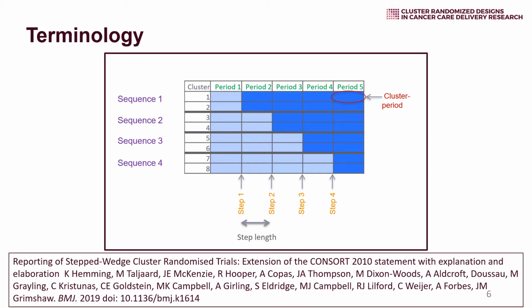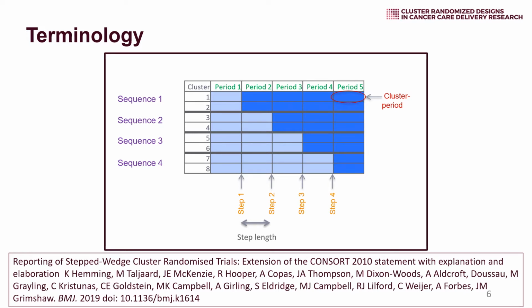So clusters allocated to sequence 1 are observed first of all for a period under the control condition, and then transition to the intervention condition for the next 4 periods in the study, whereas clusters allocated to sequence 2 spend 2 periods under the control condition and then transition to the intervention condition, and so on. And the times at which clusters transition to the intervention condition are referred to as steps. And the time between 2 different steps is referred to as the step length.